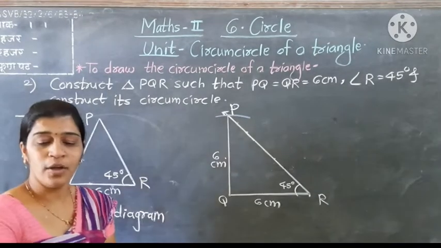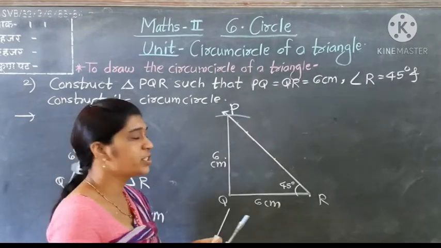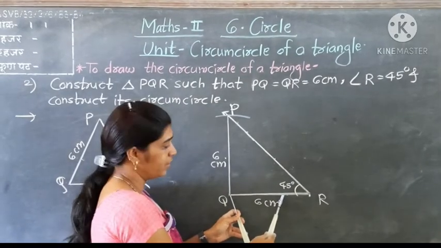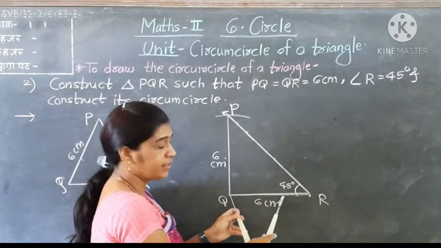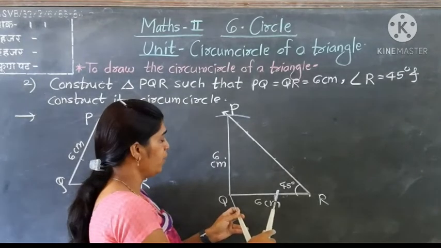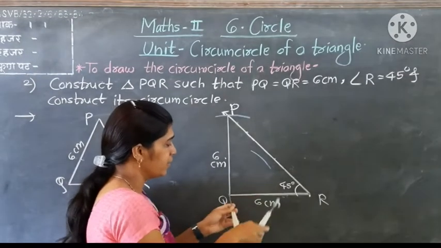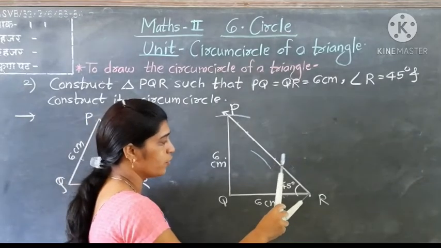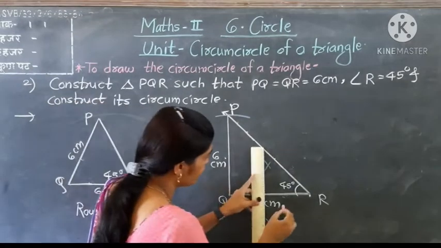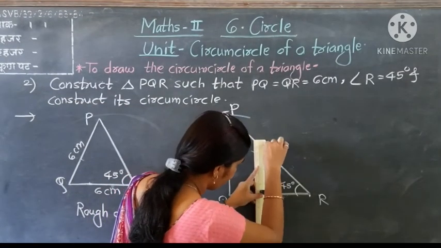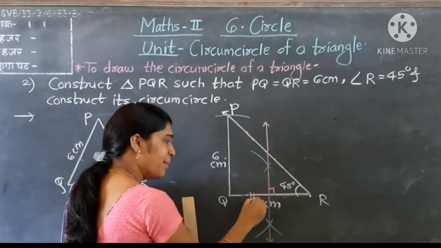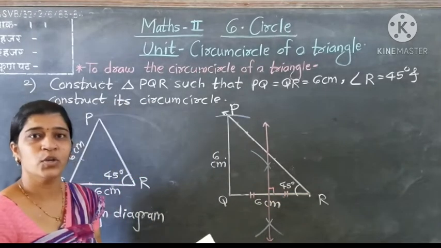Okay. Now draw perpendicular bisector of any two sides. I draw perpendicular bisector of QR. Take measure greater than half of this line segment. And we draw perpendicular bisector. Take arc on both sides of QR. Join these 2 points. Okay. This is perpendicular bisector of segment QR.